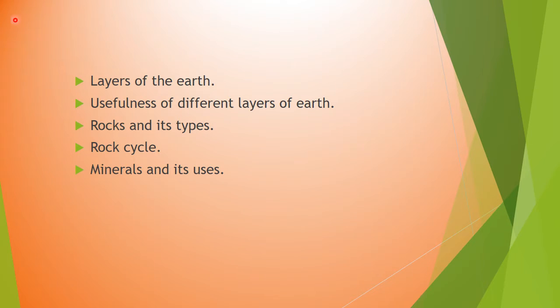So at first we have to know some main points from the whole chapter. Those are how many layers there are inside the earth, then the usefulness of different layers of the earth, and a very important part of this chapter, rocks and their types, that means what is rock and how many types there are. Then rock cycles, that means by which process they form and how a complete cycle takes place here. And at last, what are minerals and their uses.